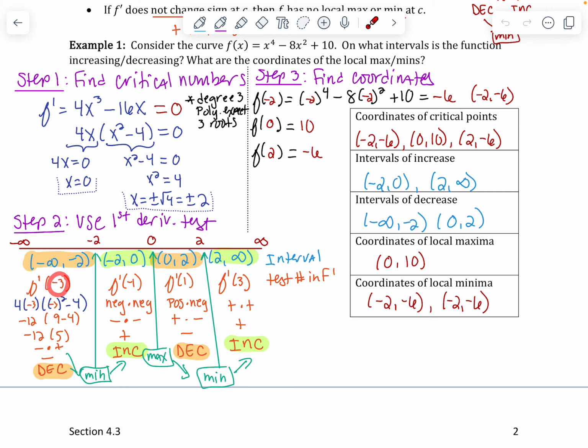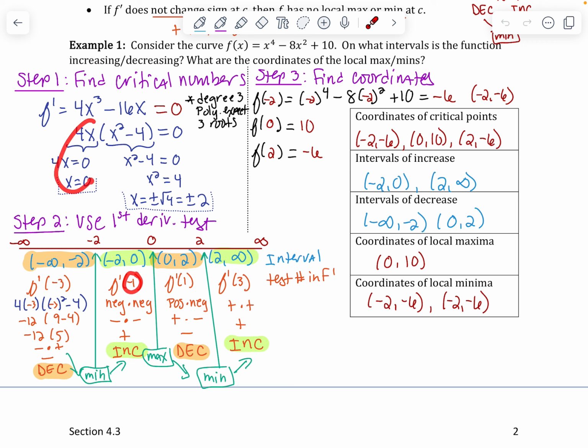When I plug in -3, I chose to plug it into the factored form so that I had 4 times -3, which is -12, but I really cared that it was negative. When I plugged -3 into x squared minus 4, -3 squared is +9, but 9 minus 4 is going to be a positive number. And because a negative times a positive is negative, this interval is decreasing. And so I'm actually just going to work from that lens.